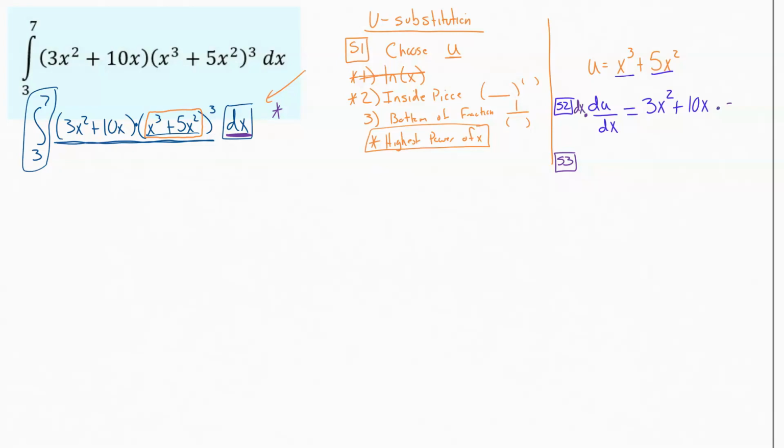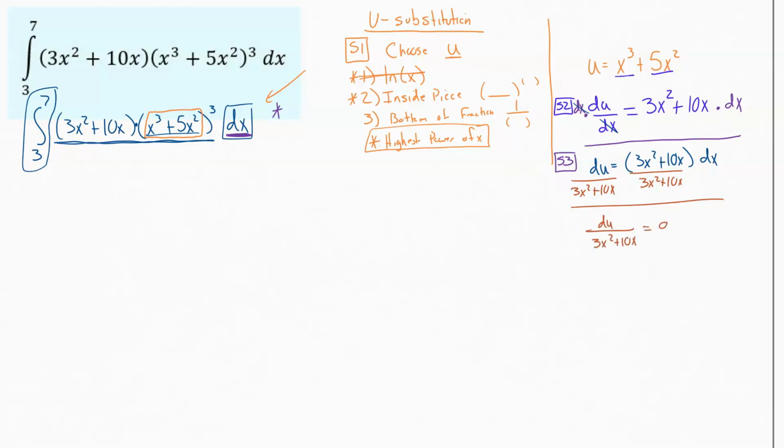So the first thing you're going to do is multiply both sides by dx. We're treating dx like any other variable, and we're just trying to get it alone on one side of our equals. So then those dx's cancel out. We're left with du equals 3x squared plus 10x dx. And then, getting dx by itself, I can now divide both sides by 3x squared plus 10x. Divide by 3x squared plus 10x, and out of there we get du over 3x squared plus 10x is going to equal dx.